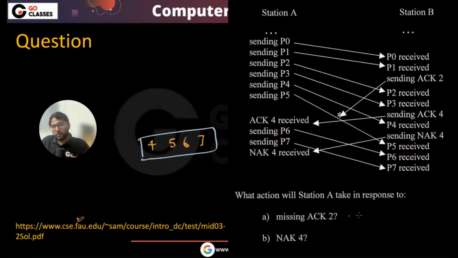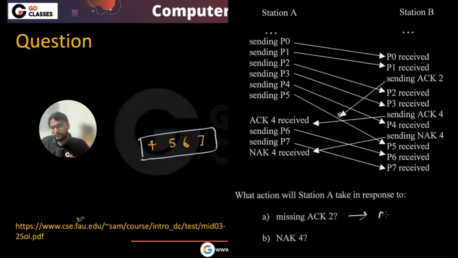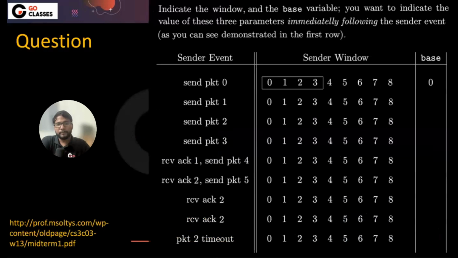So what it will do for missing ACK2 is basically nothing. What it will do for this? Send or maybe resend 4, 5, 6, 7. That's all. That's how we can do this question. Just an easy question, just to make sure that you understand this particular protocol quite well, right?